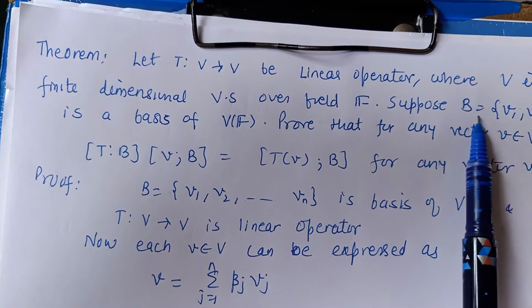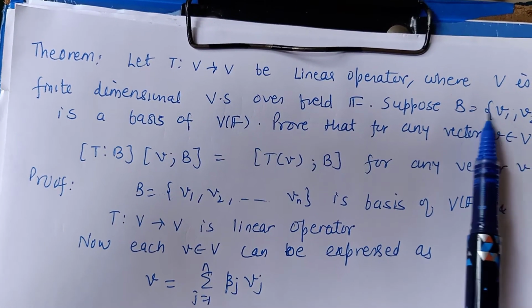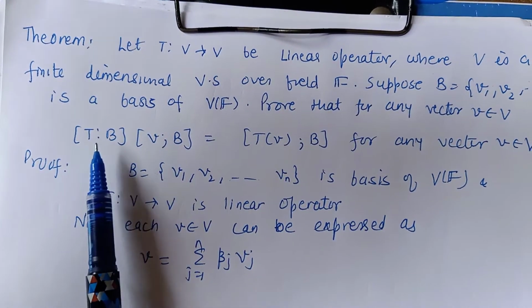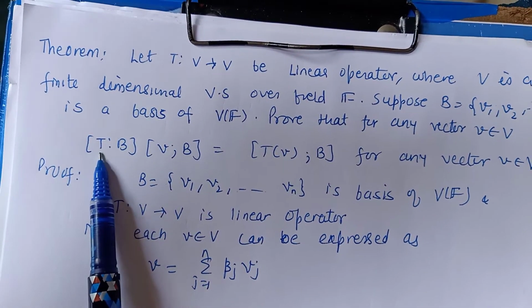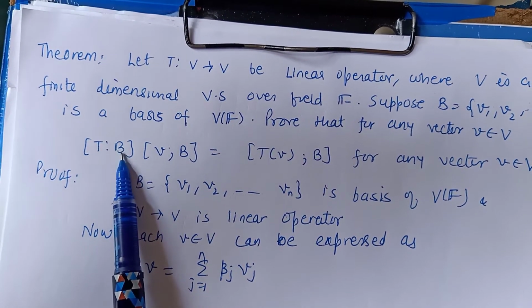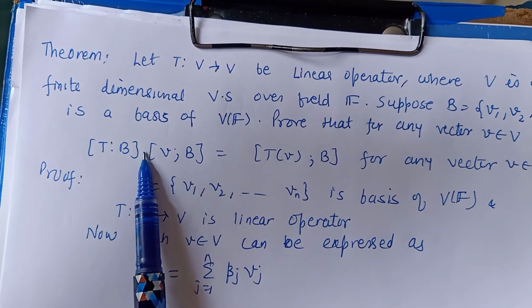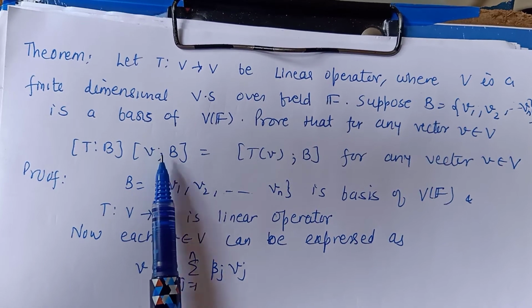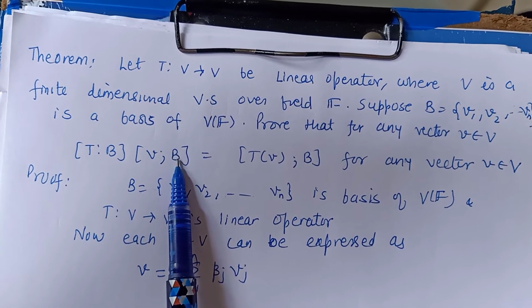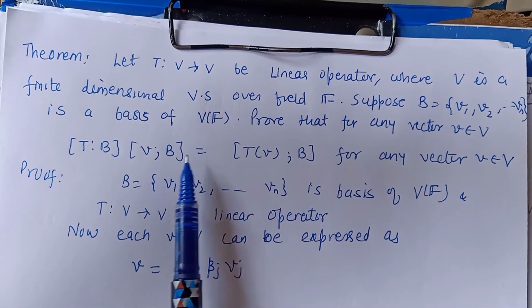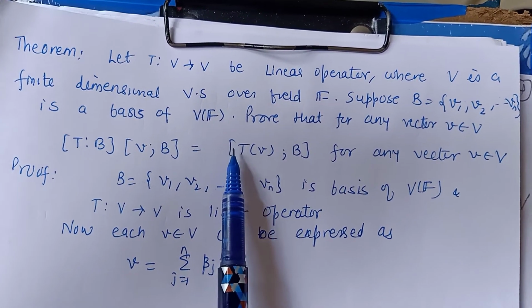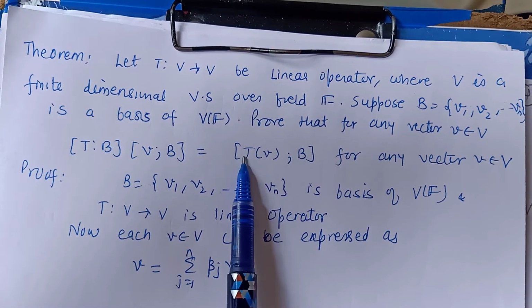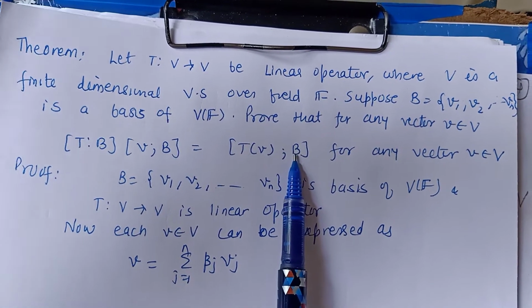And let us suppose this is the basis of this vector space, then we have to prove that the matrix of T with respect to basis B multiplied with the matrix of vector V with respect to basis B is equal to the matrix of the image of V under T with respect to basis B.